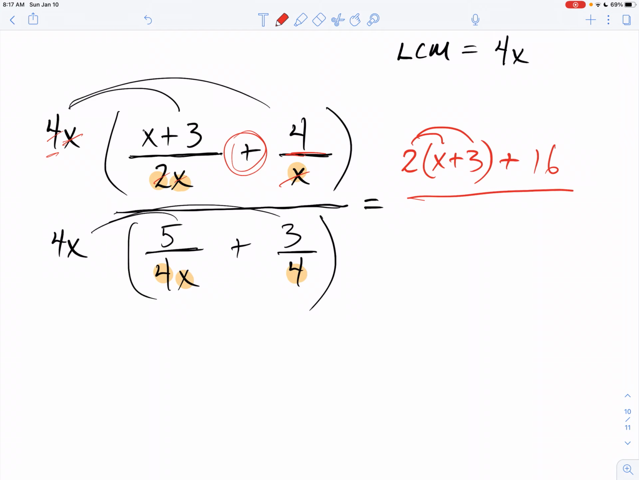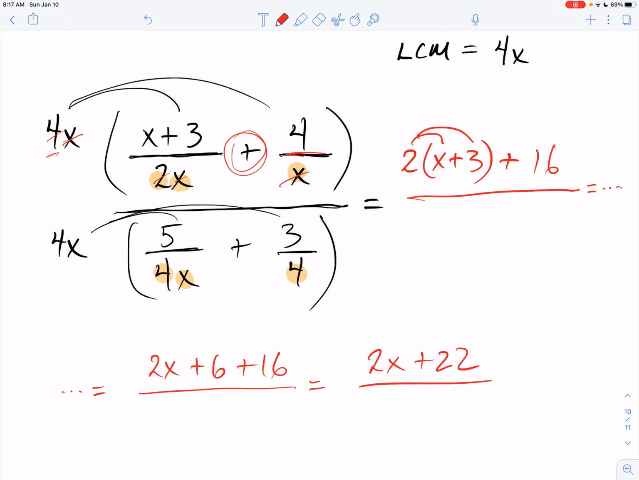The top part is not done yet. So here we go. I'm running out of room, going down here. And I'm going to say that's 2x plus 6 plus 16 more. And I could combine the 6 and the 16, and I'd get 2x plus 22. And I'm going to stop right there and see what happens in the bottom. In the bottom, this whole chunk would knock out that whole chunk. I'd get left with 1 times 5.